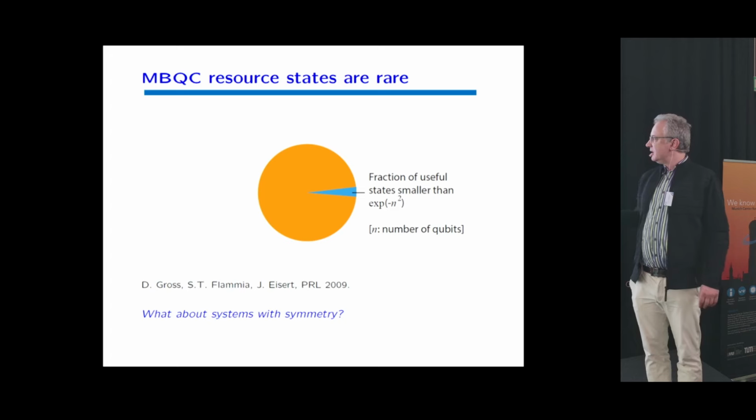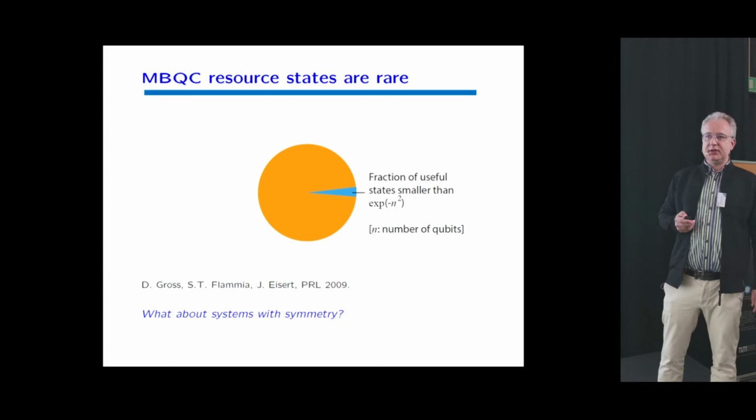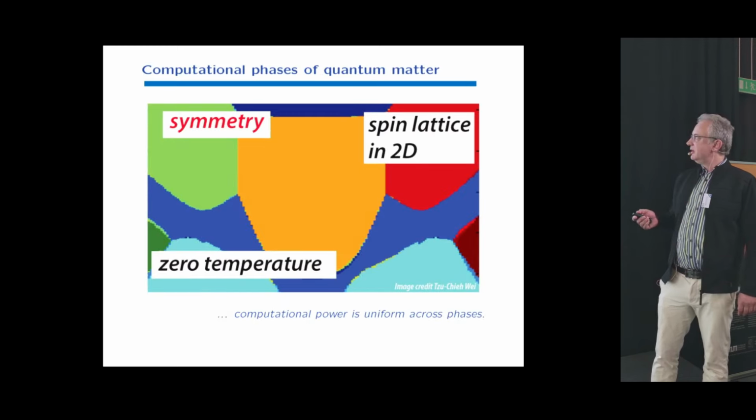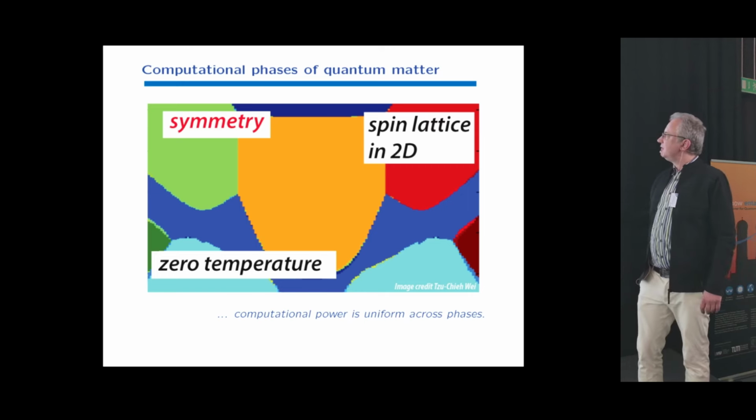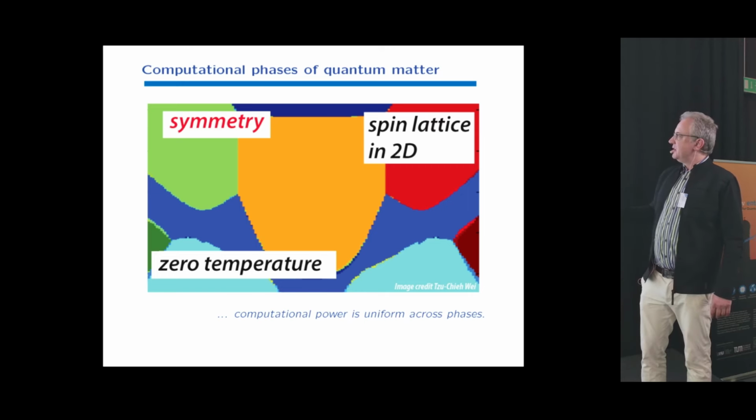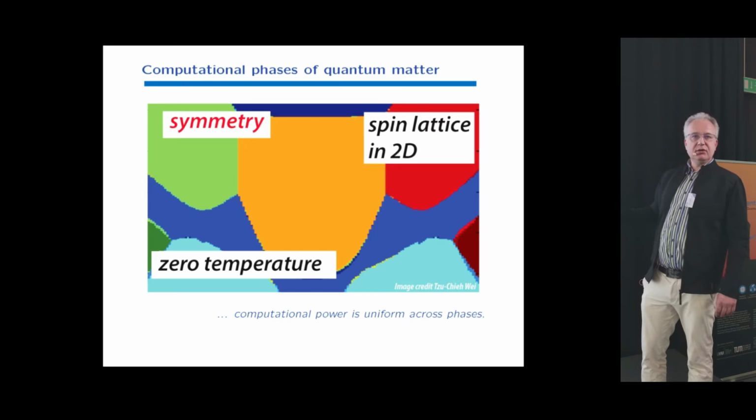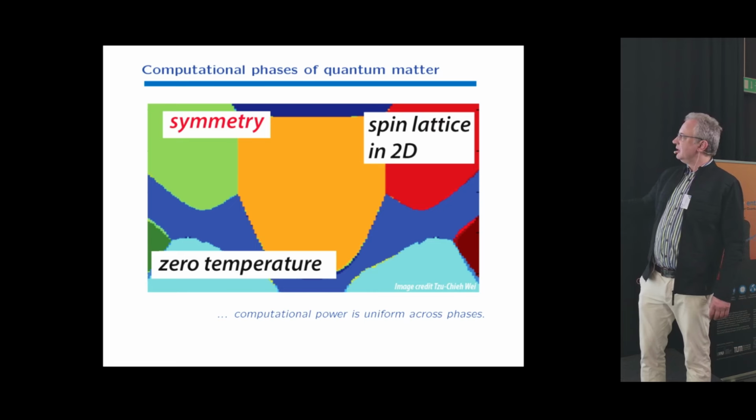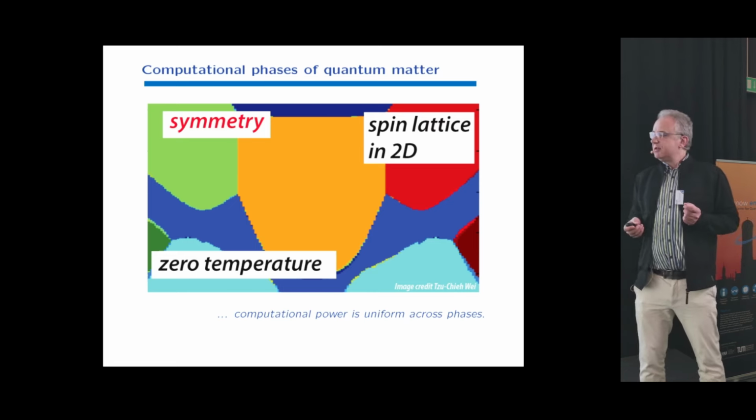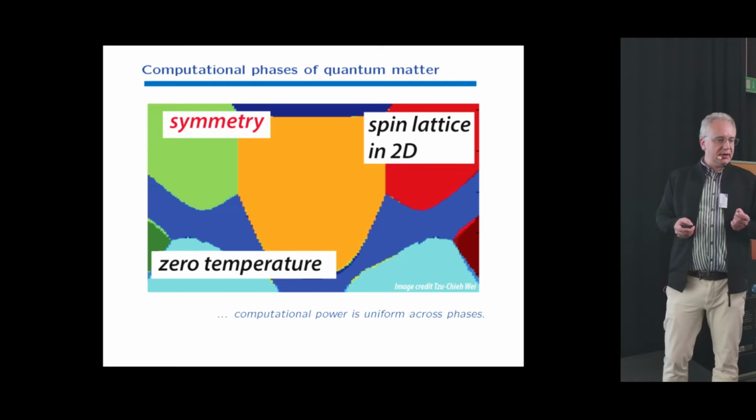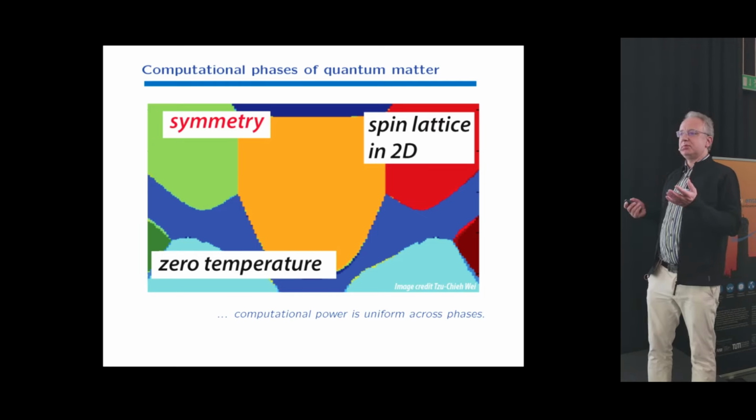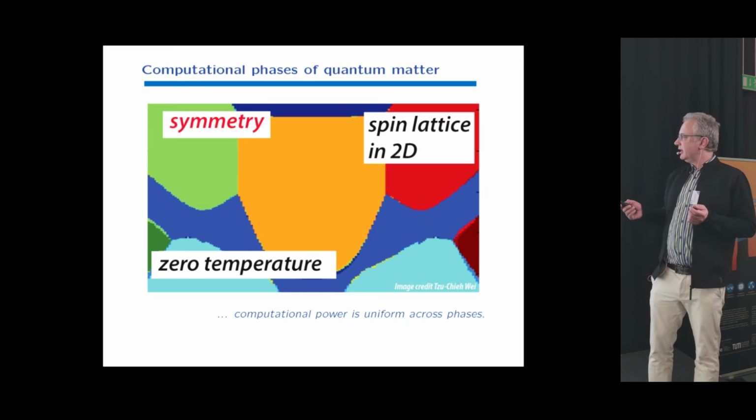All right, and now that we know that, we may ask ourselves, what about symmetry? Does symmetry change that picture? Now we are getting back to the slide that I showed you at the beginning. Now we do indeed find a change. We see that the parameter space separates into these phases, and computational power is uniform across these phases. It can still be little power, some power, universal power, but whatever it is, it is uniform across phases, so the statement of resource states being rare changes a bit. Okay, and we want to make that point and explore it.